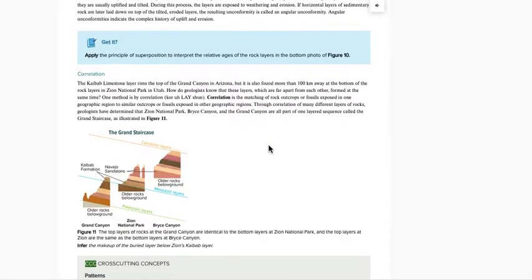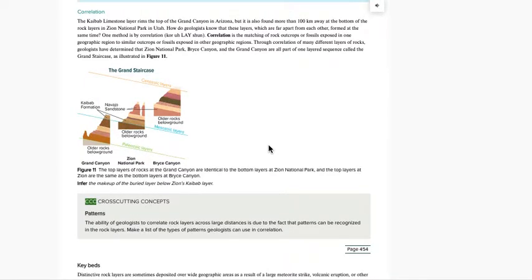Okay, so another term that you need to know about in this chapter is correlation. Correlation is matching rock outcrops to other mountain chains that are around it, or mountain areas. So this is like in Utah. The Grand Canyon covers a few states, but then there's Zion National Park and Bryce Canyon, which are in Utah, and they have really cool rock formations. But essentially, the Grand Canyon has some of the same rock formations. You can see that there is some lateral continuity across these mountains.